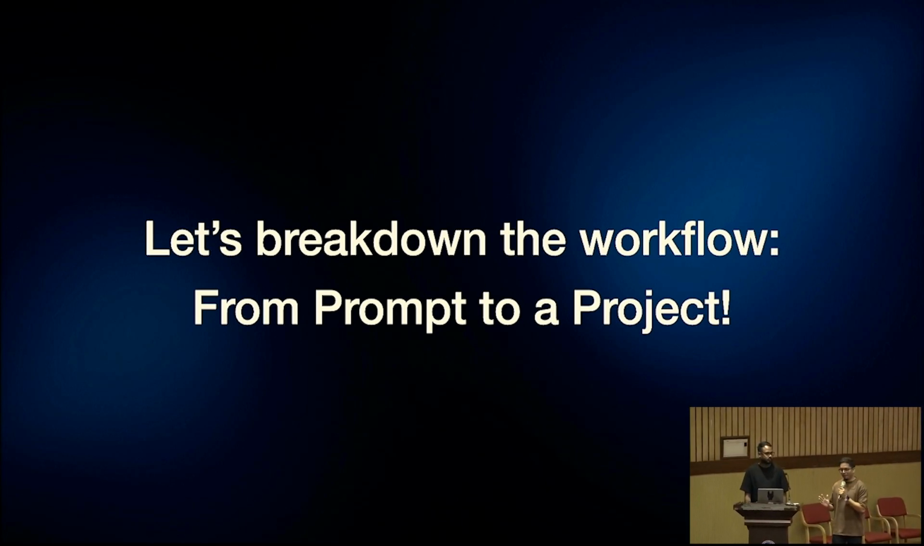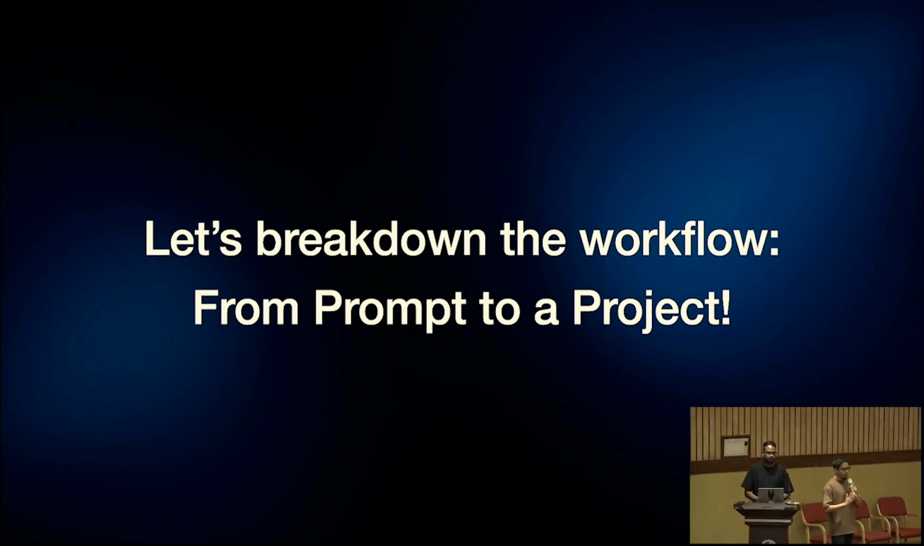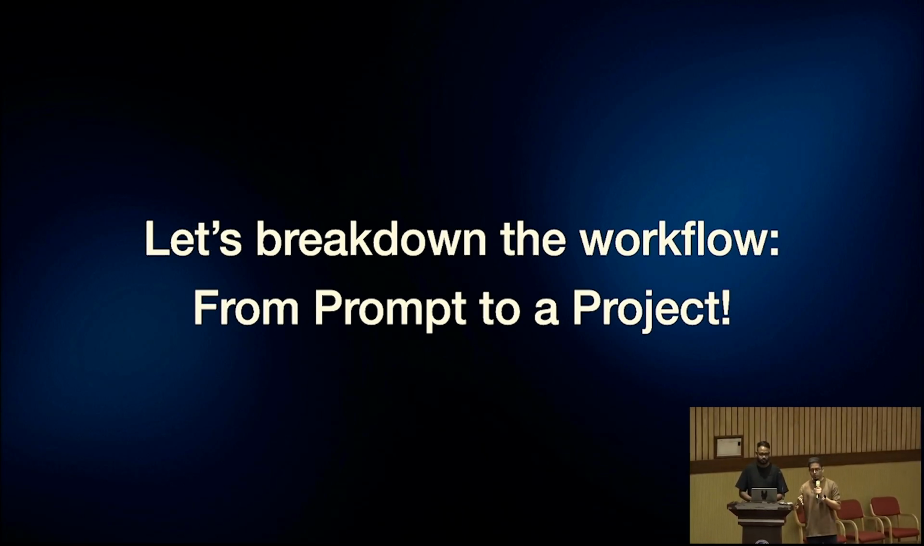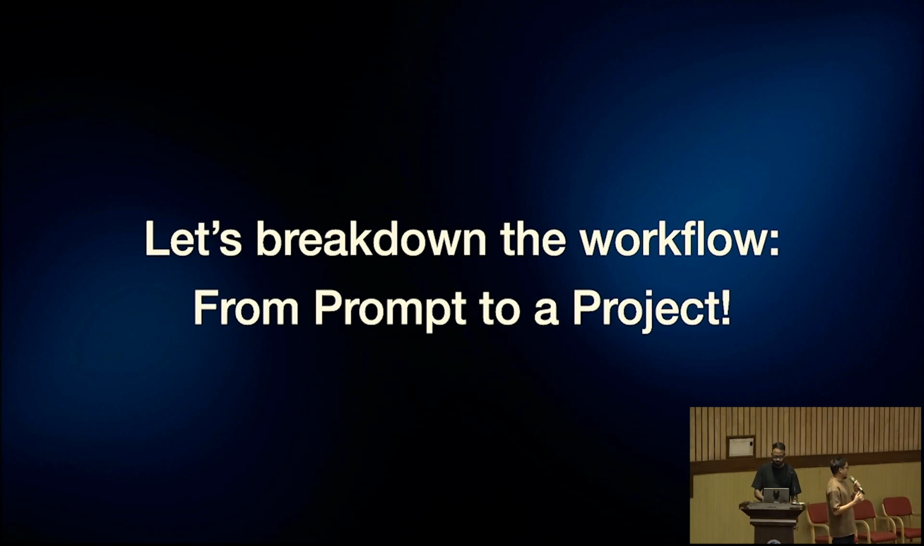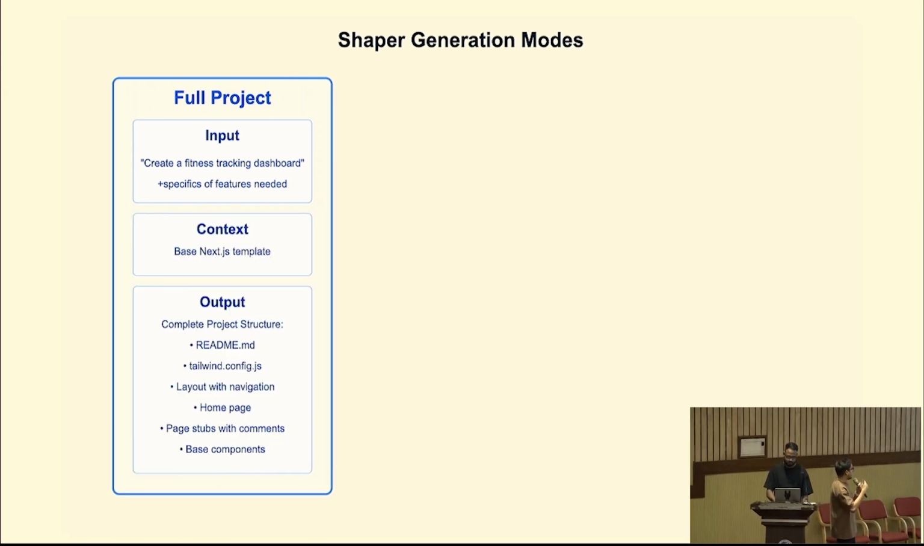Since this is an AI meetup, we are going to focus on the AI part of it, like going from prompt to a project and how this AI code gen tool is built internally. So let's see. We have different generation modes. The first part is definitely the full project generation, where we have the input. We take it from the user: create a fitness tracking dashboard, and then some specifics of that particular feature that is needed.